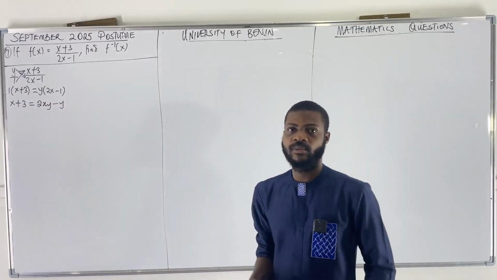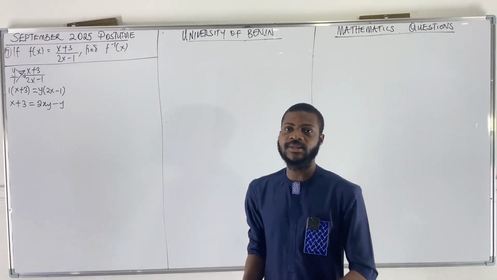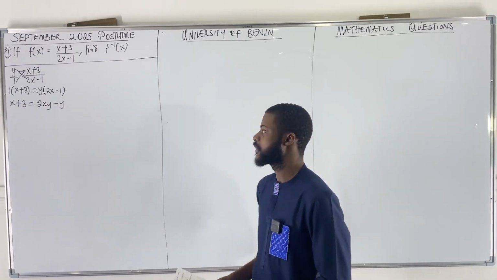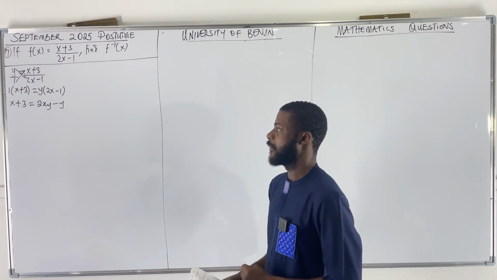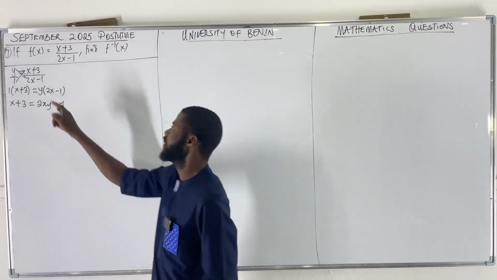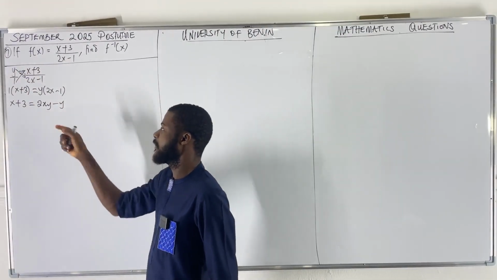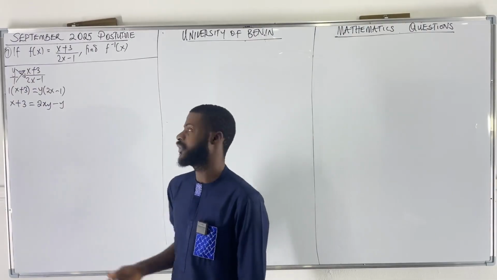Take note that what we're trying to do here is to make x the subject of the formula. There's a technique to finding the inverse of a function. So let us make x the subject. The first step: remove this f of x and put y. Then the second step, make x the subject. So that's what I'm trying to do now.